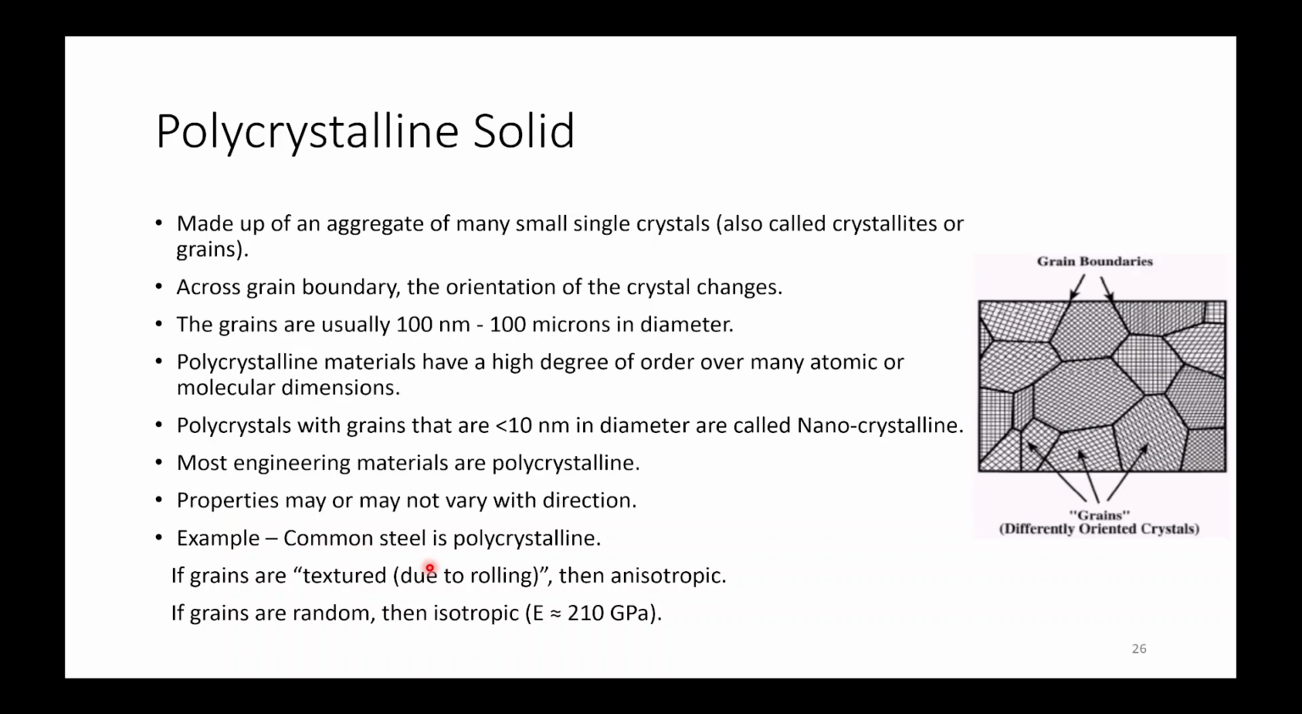Now for example, common steel is polycrystalline. If grains are textured, when we roll steel or if we recrystallize it, it can become textured. Then all grains will be oriented in particular directions, so it will show anisotropic properties. And if grains are random, then it shows isotropic properties.